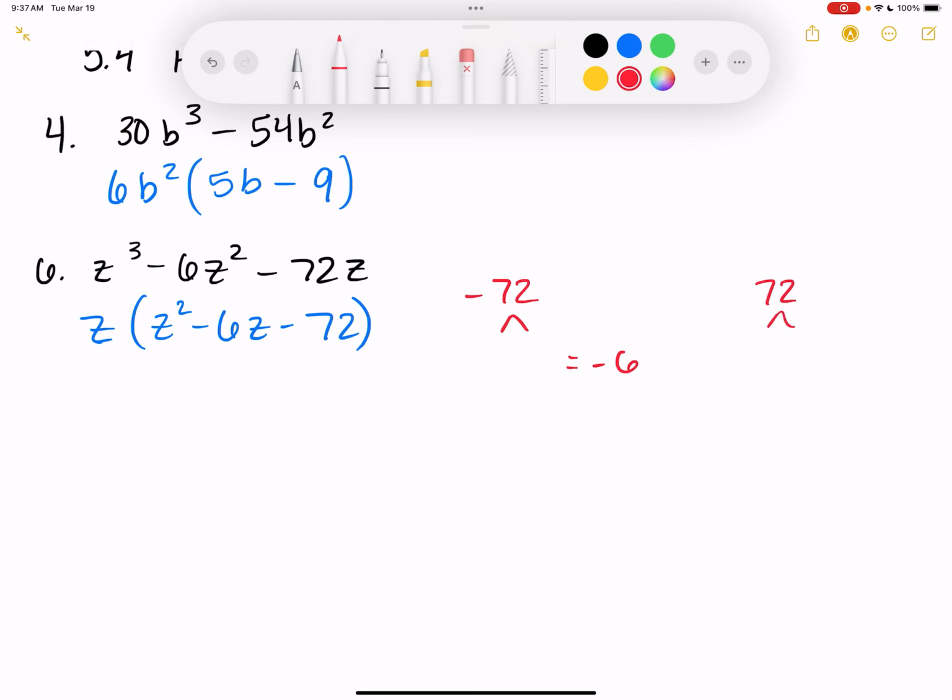Let's break this down. Okay, yeah, negative 12 and 6. So you could break it down into smaller pieces and then start finding the terms that you need if necessary. Then, because this just has a 1 in front, we can go straight to this is z times z minus 12 times z plus 6.